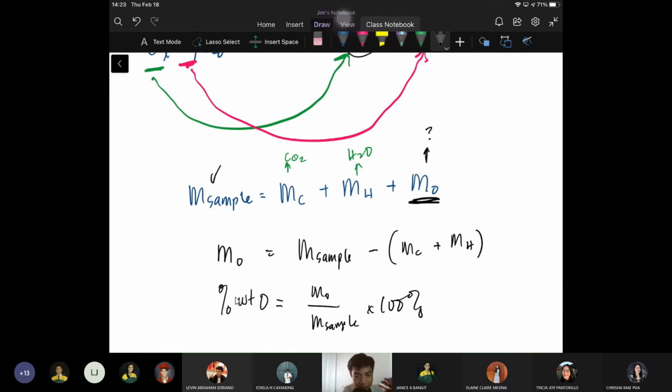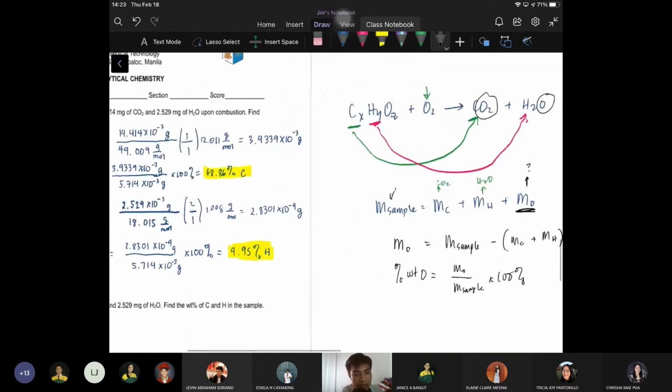So hindi mo na gagawin yung stoichiometry dito kasi mas lalo kang magugulo sa life, no? Ang gagawin mo na lang is ganito. You know that your sample contains carbon, hydrogen, oxygen. Kung alam mo na yung dalawa, pwede mo malaman yung isa by using algebra. Sa algebra lang, makukuha mo na yung mass ng oxygen, then later on, pwede mo nang makuha yung percent weight of oxygen. Okay, so wala akong problem dito.